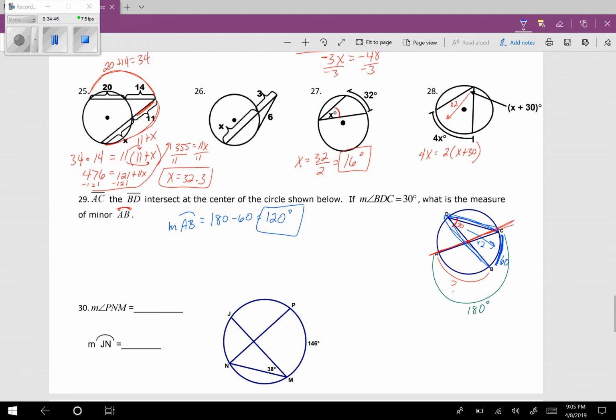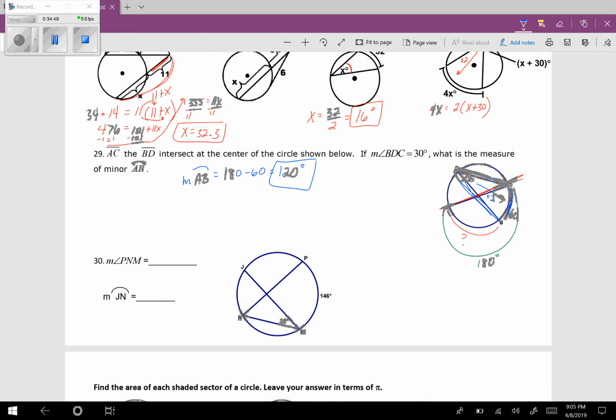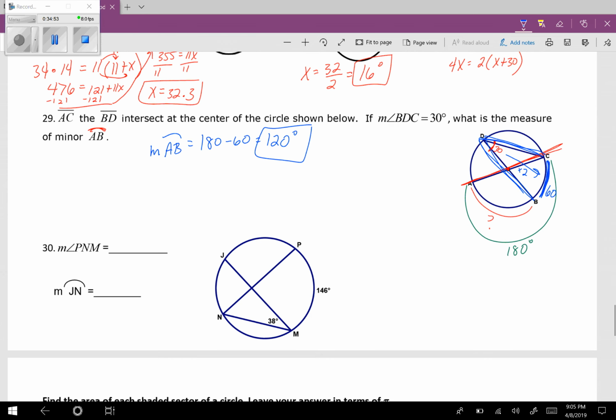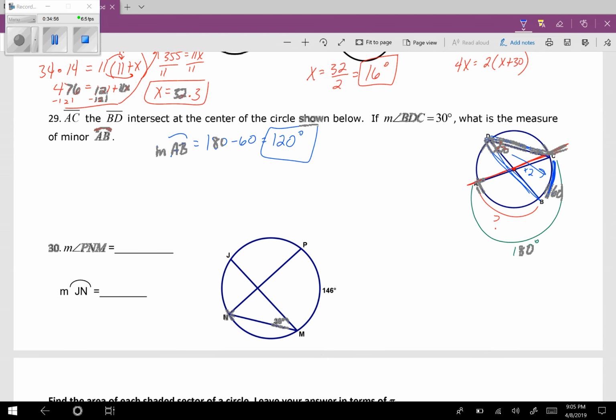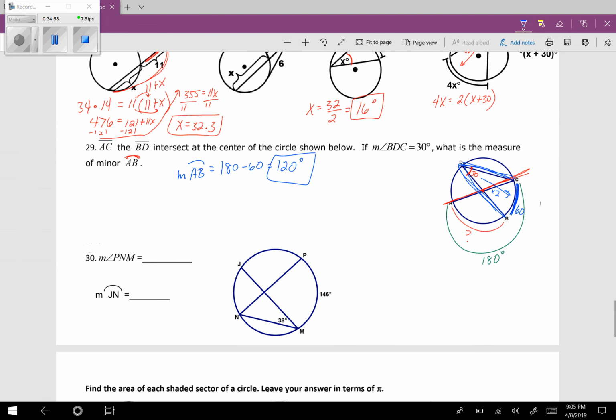All right, and then 30 is very similar. Y'all use colors and trace out your angles. If you will trace that, it will help you to find what you need to find.